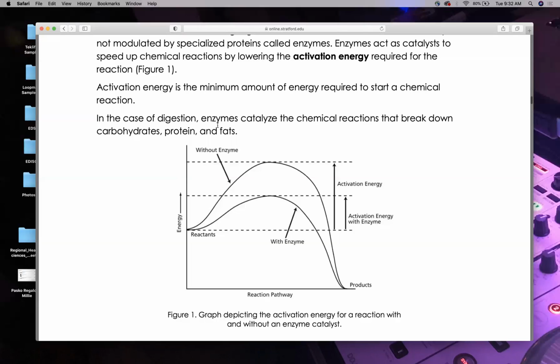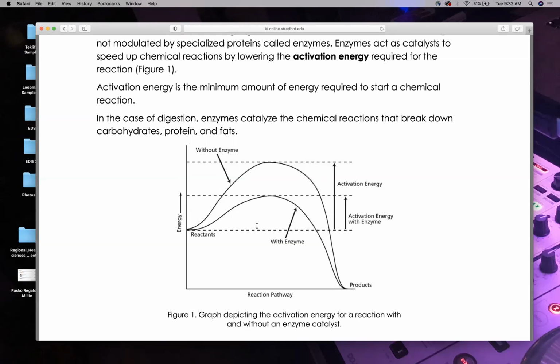Now, there's these things called enzymes. Enzymes are proteins, and they catalyze things. This word catalyze, if you see here, means it speeds things up. Now, you could look at your body like this. Without an enzyme, it takes forever to get up this hill of energy. This hill right here is called your activation energy. So without an enzyme, your body can't break down things to get to the products.